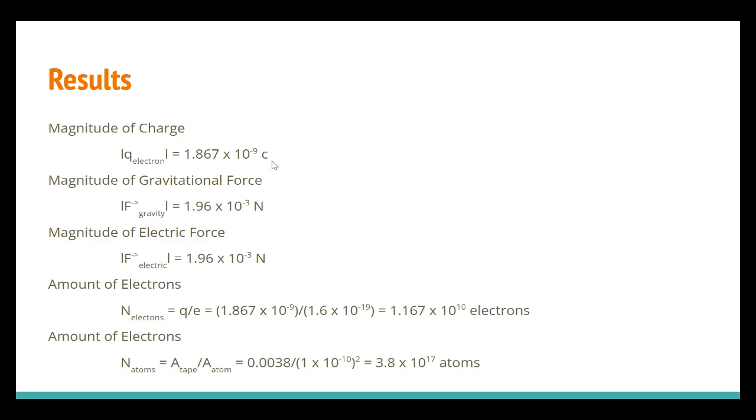More results: the magnitude of charge we found was 1.867 times 10 to the negative 9. We had the magnitude of gravitational force and electric force being 1.96 times 10 to the negative 3, and they're equal to one another. The amount of electrons we found was dividing the charge Q by the charge of an electron, which gives us 1.167 times 10 to the 10. The amount of atoms we had was 3.8 times 10 to the 17 atoms.